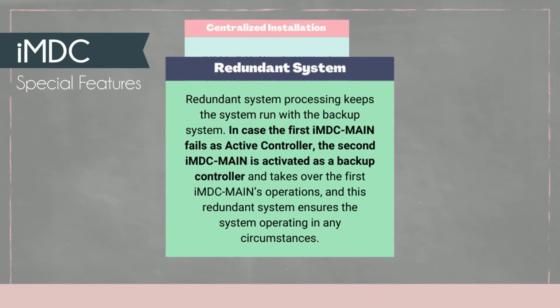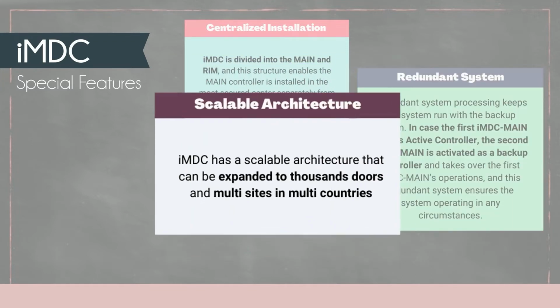Redundant system. Redundant system processing keeps the system run with the backup system. In case the first iMDC-MAIN fails as active controller, the second iMDC-MAIN is activated as a backup controller, and takes over the first iMDC-MAIN's operations, and this redundant system ensures the system operating in any circumstances.